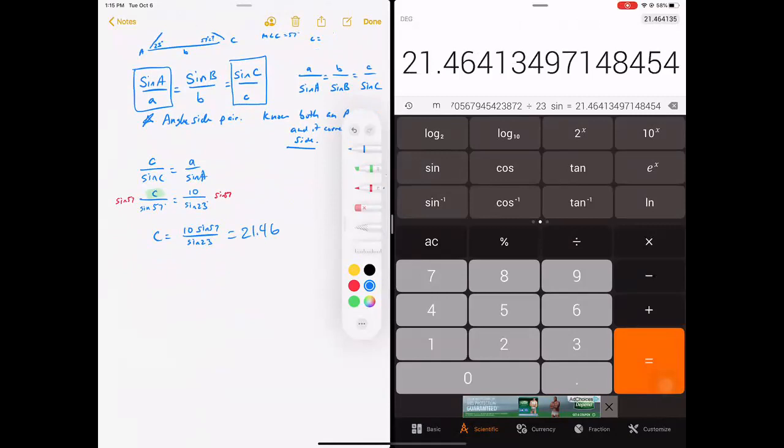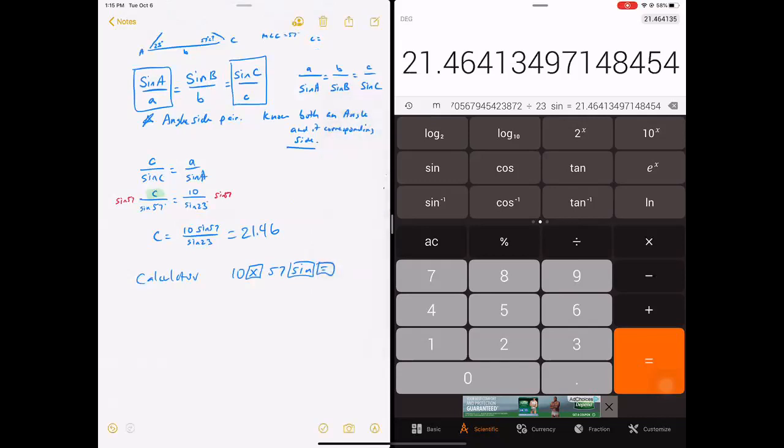Let me go ahead and try this one more time. Let me write it for you. On the calculator, I'm going to write 10 times 57 sine equals, that's going to mix the top all together. Then I'm going to hit divide by 23 sine, and then equals again. You have to practice that so you're really good, so you don't waste any time on the test or even on the ACT on trying to remember how to plug this into your calculator.